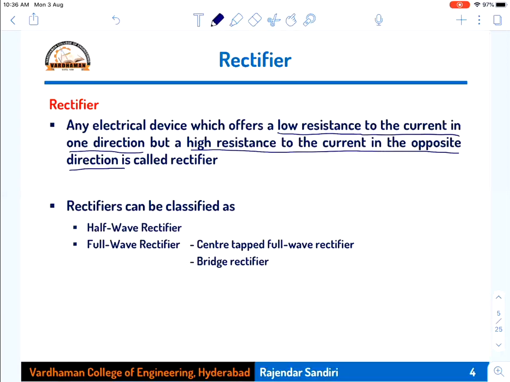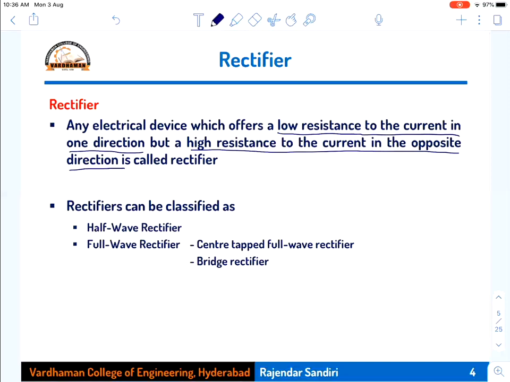Any electrical device which offers a low resistance to the current in one direction but a high resistance to the current in the opposite direction is called a rectifier. So such a device is a diode. That's why the diode acts like a rectifier. The rectifiers can be classified into two types: half wave rectifier and full wave rectifier.